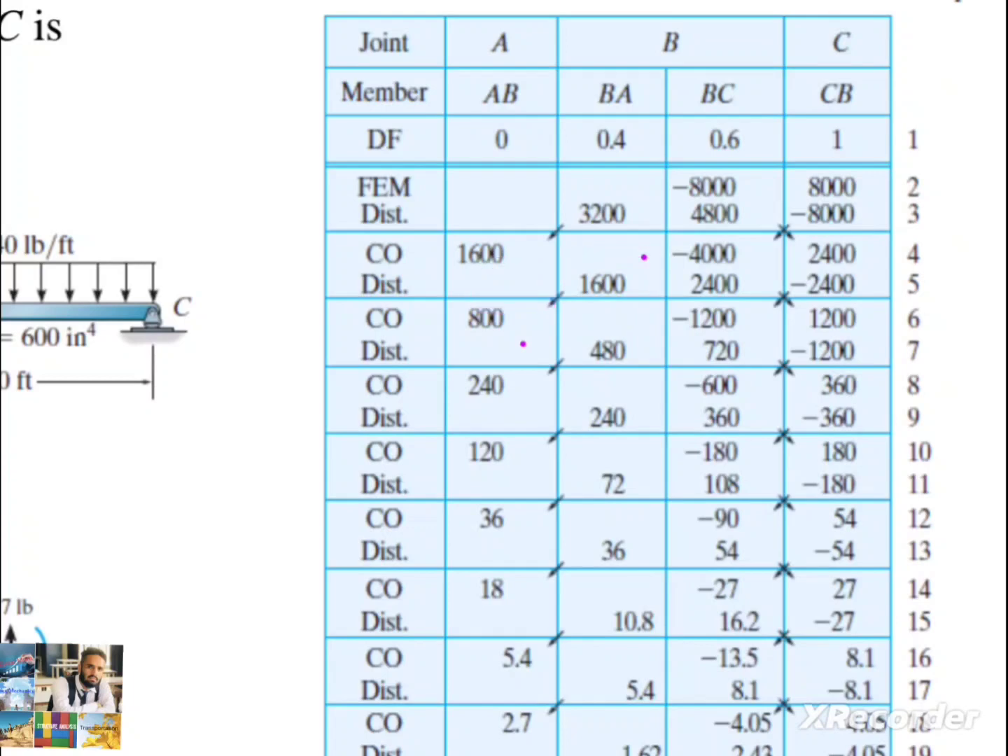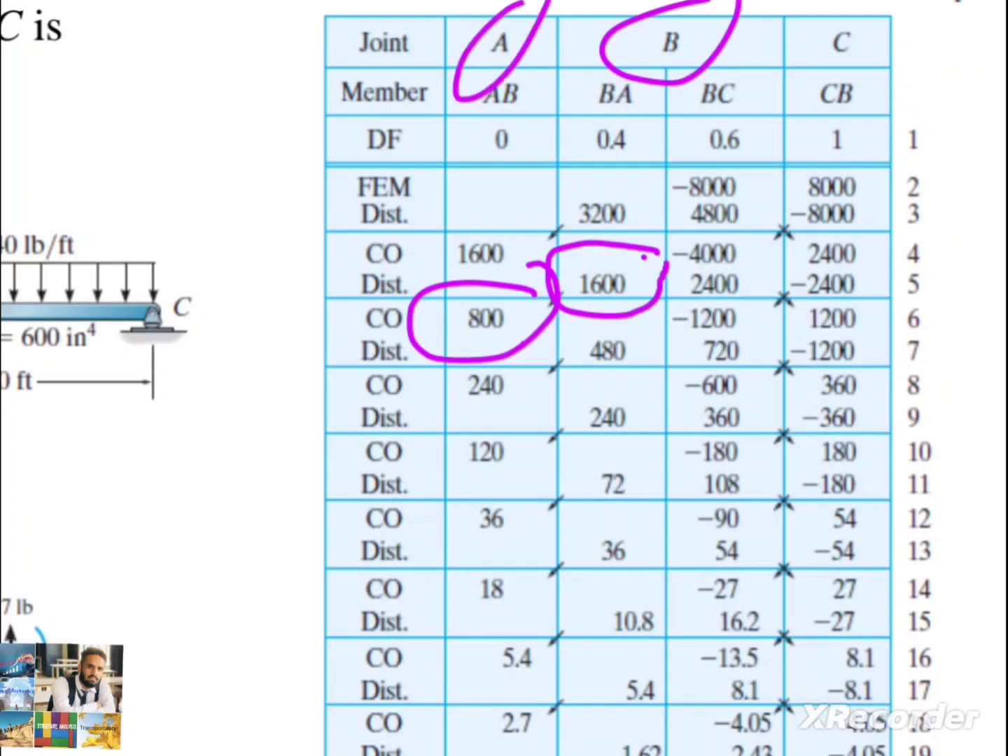From joint B the moment shifts to joint A by half. Half of 1600 is 800, so 800 will be the carryover moment at joint A. At A the distribution moment is 0, so half of 0 is again 0. So the carryover moment for BA will be equal to 0.